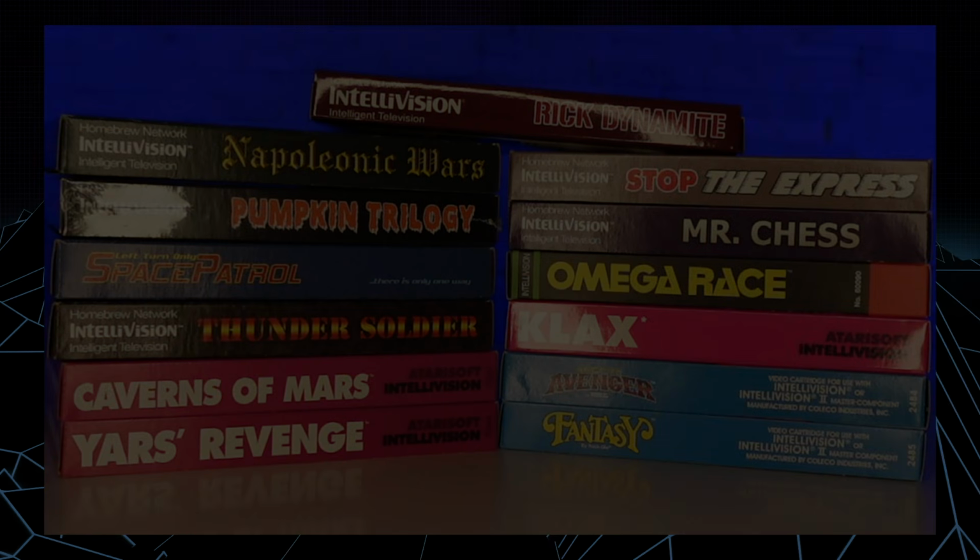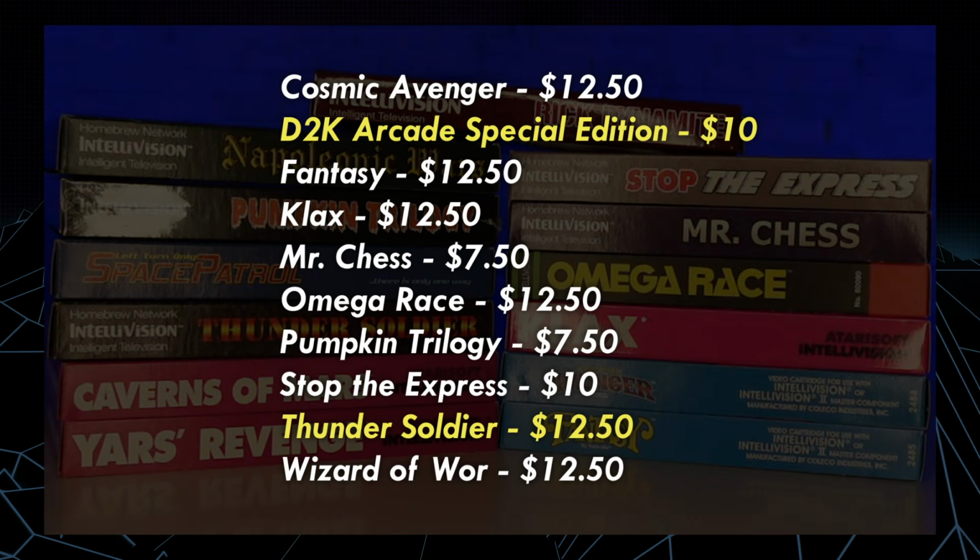Their library includes Cosmic Avenger, D2K Arcade Special Edition, Fantasy, Clax, Mr. Chess, Omega Race, Pumpkin Trilogy, Stop the Express, Thunder Soldier, and Wizard of War. Coming soon is Mr. Do, Napoleonic Wars, Rick Dynamite, Phoenix, and Pumpkin Trilogy 2.